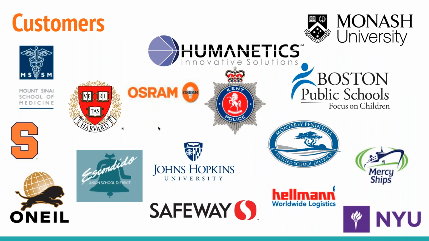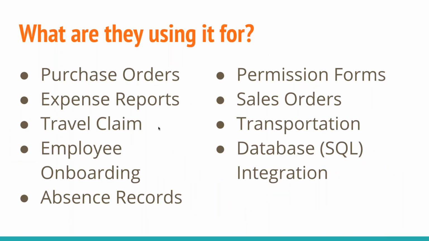Just a quick look, we have a number of customers, several hundred customers, including several names I'm sure that you recognize here, from very large organizations to very small organizations, all using frevvo and benefiting from the ability to automate their workflows in an affordable and rapid way. Some of the things that they're using it for, hopefully I'm guessing you guys have very similar business problems within your organization: purchase orders, expense claims, travel expense reports, travel claim, onboarding new hires, a very common example, absence reporting, permission forms, sales orders, transportation.